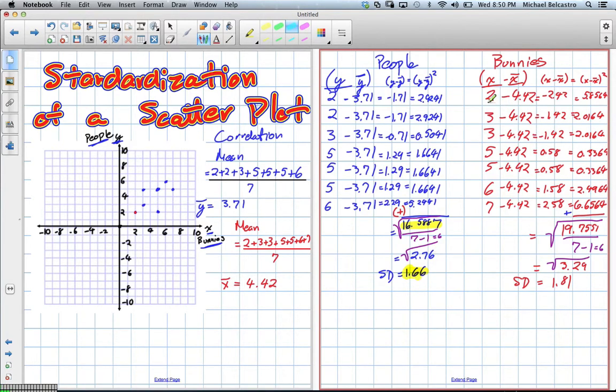We did the same thing with bunnies. Took all of the data, and we subtracted by the mean. We then squared all those values and added them up.